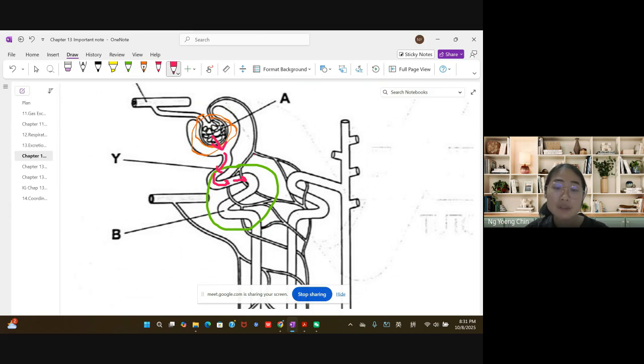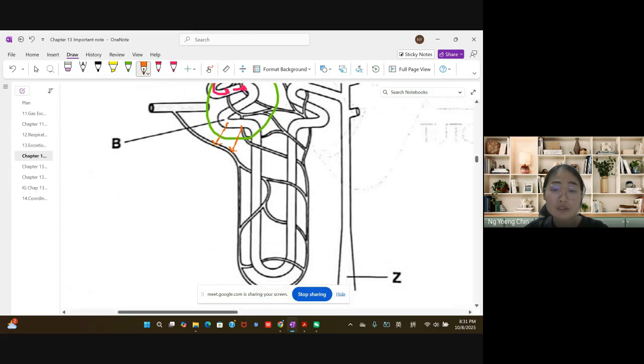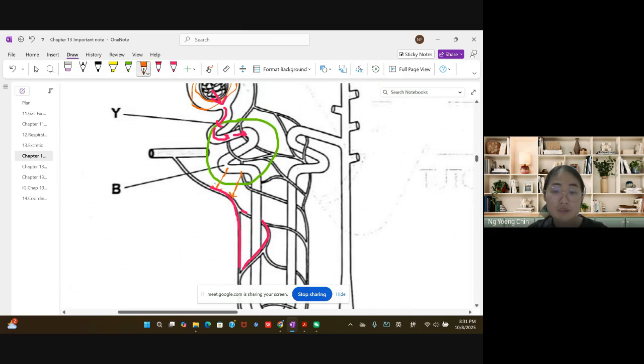What is meant by selective reabsorption? It refers to the filtrate inside the tubules diffusing out and getting into the blood capillary, like this. Because the tubule is surrounded by a network of blood capillaries. You can see there are a lot of blood capillaries here. That's why they can help to transport the nutrients, reabsorbing them back to the blood capillary.